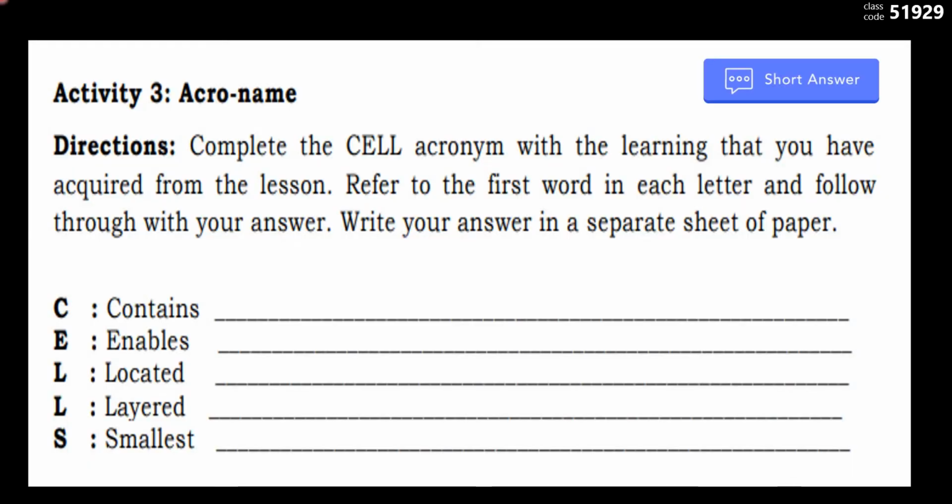Let's have activity 3. So it is called acronym. Directions: complete the cell acronym with the learning that you have acquired from the lesson. Refer to the first word in each letter and follow through with your answer. Write your answer in a separate sheet of paper. So let's have it as a short answer. So ready? Go. Okay, so let's reveal the answer.